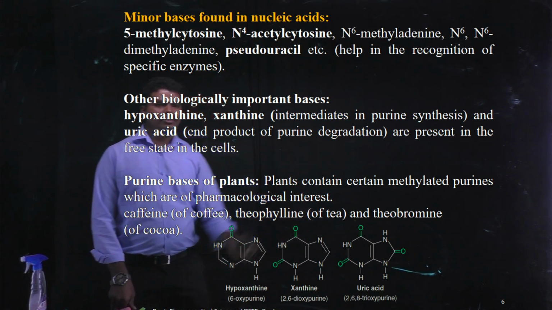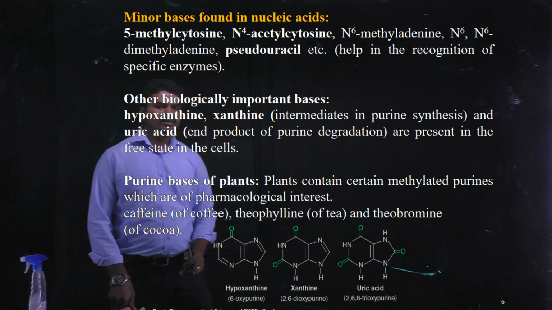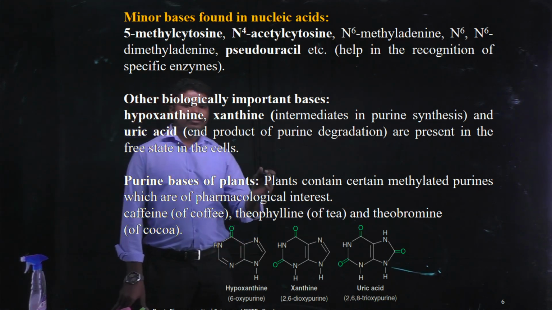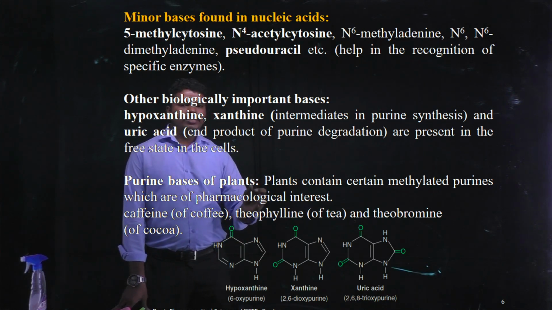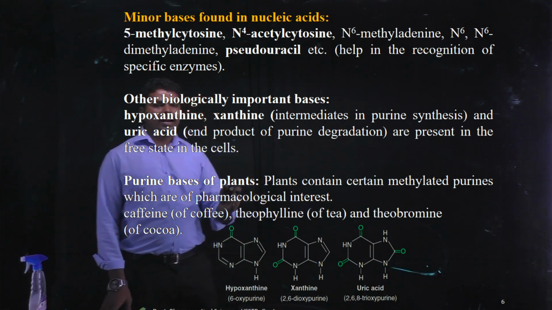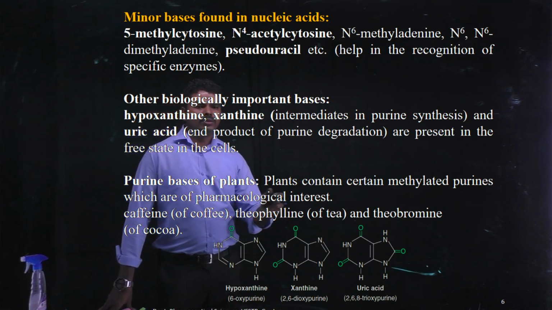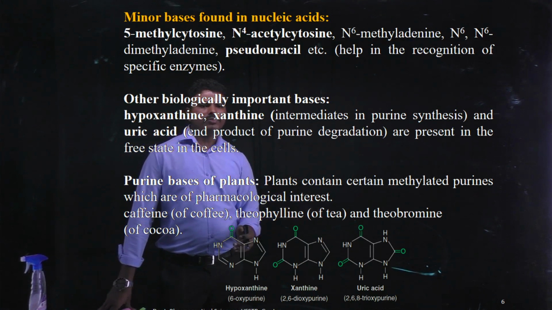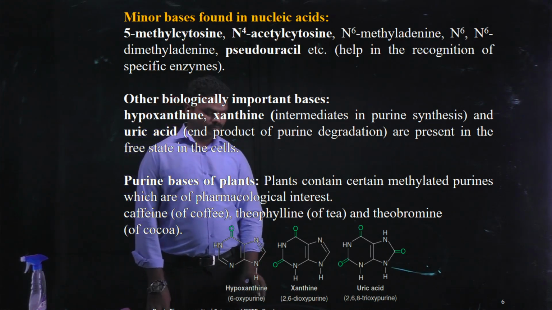These are the structures of hypoxanthine, xanthine and uric acid. These are purine bases present in the free state in our cells. They are intermediates in purine synthesis, and uric acid is the end product of purine degradation, or purine metabolism.